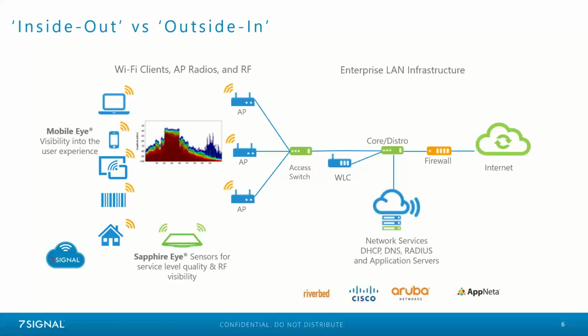And we're here because the digital experience matters, and it matters no matter where you're logging in from for the day, and we understand that your work is still mission critical working from home. So Mobileye can give you that full visibility into your external home networks as well, with a lot of us working remotely today. Additionally, we have Sapphire Eye, which are the sensors for service level quality and RF visibility. And through this combination, you're really gaining a full holistic perspective as to what is occurring in your network that you just can't find anywhere else.